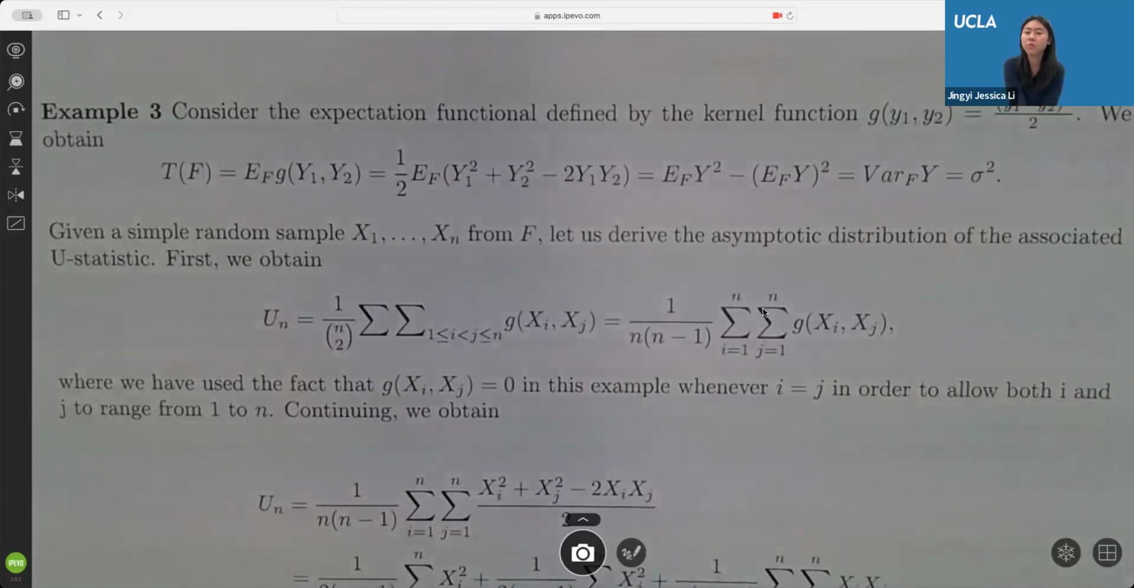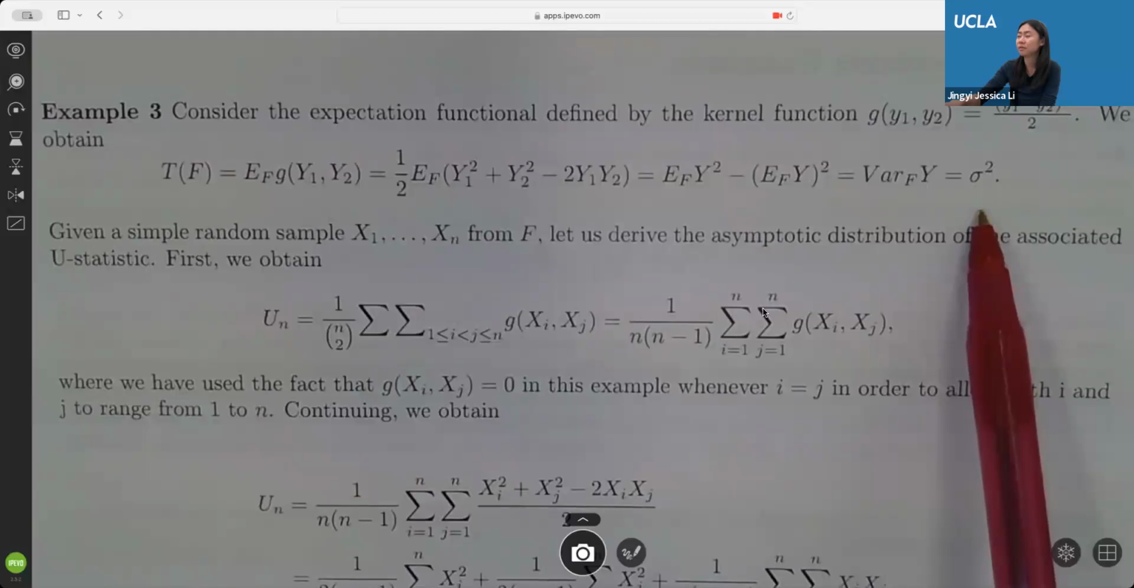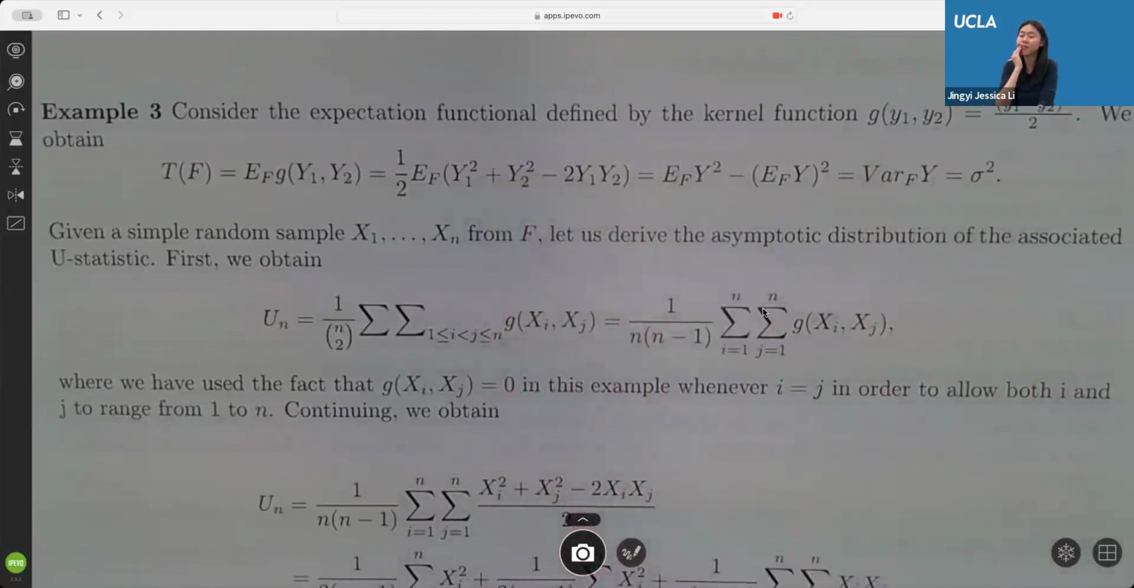Because y1 and y2 are IID from F, we can combine the two copies of the squared expectation. And we also have the expectation of y1 y2 equals the expectation of y1 times the expectation of y2. So we simplify it this way, and you see it's exactly the variance, because y1 and y2 are just copies of y. So you see variance can be defined as an expectation functional with m equals 2.